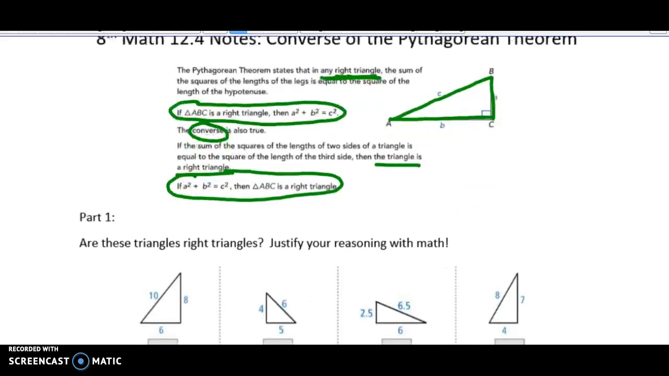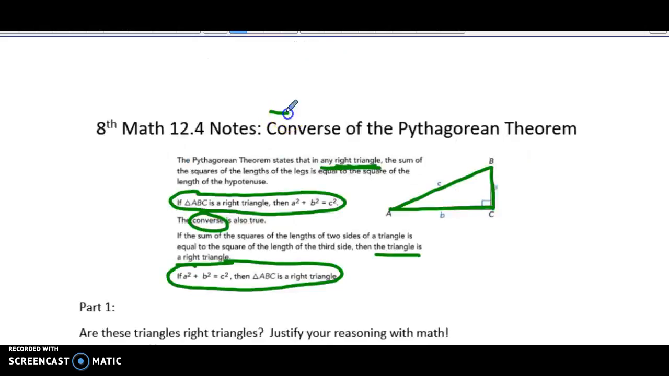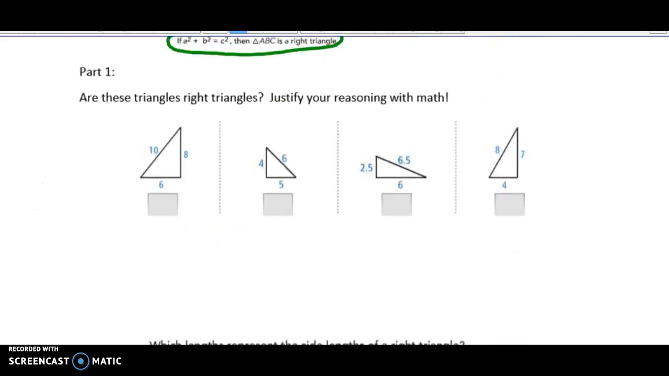So here's how we're going to use it. Are these triangles right triangles? Justify your reasoning with math. When we say justify, we mean give me your reasons, prove it, tell me how you know. So here's my triangle. Obviously it's not labeled a right triangle, but I'm going to decide if it is a right triangle by identifying this is the angle under question, right? This is the one that we're thinking could be a right angle, but we don't know for sure.